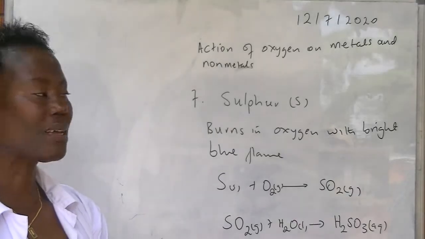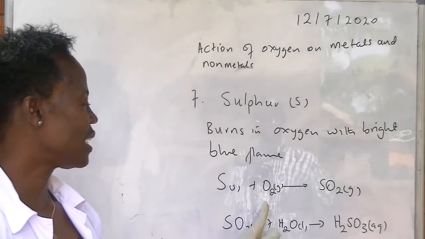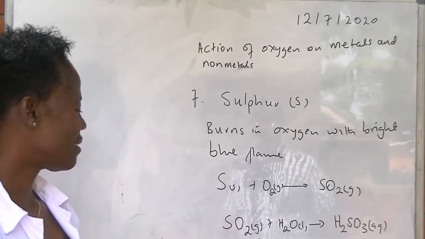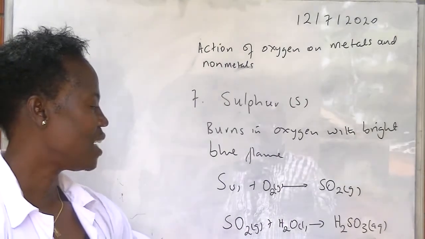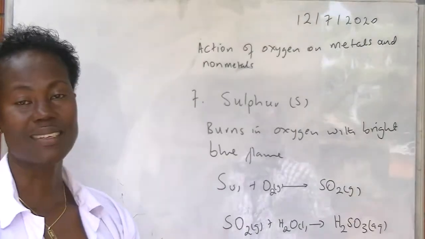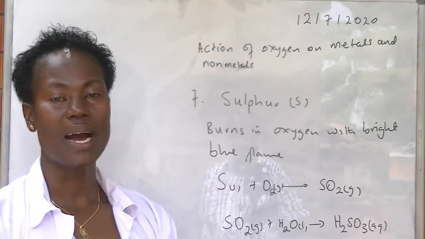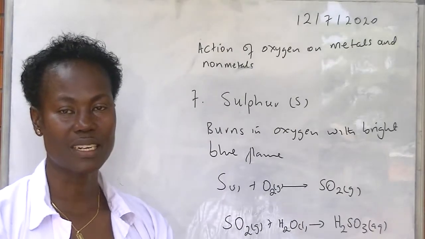Let us summarize our observation. Sulphur burns in oxygen with a bright blue flame. So sulphur plus oxygen is equal to sulfur dioxide, and sulfur dioxide plus water produces sulfurous acid, and that is the acid that turned blue litmus paper red, as observed in the experiment.